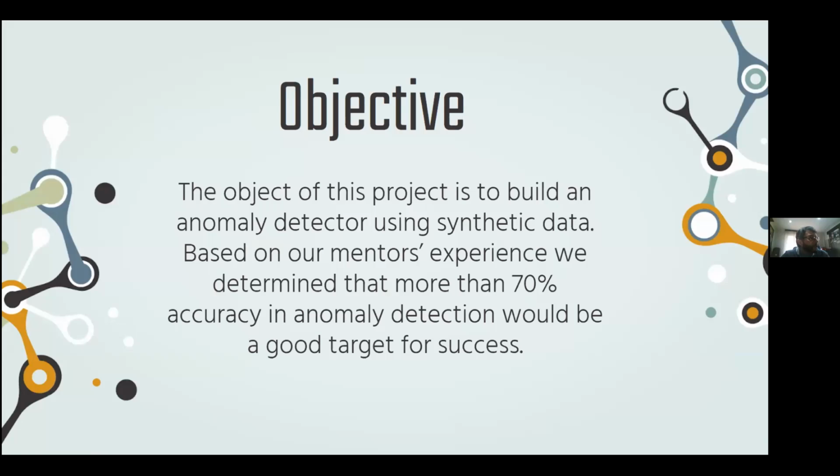And just in order to put some numbers, because one objective without metrics is not one objective, we determine that having more than 70% accuracy in this anomaly detector will be a good target in order to determine if we had success or not.